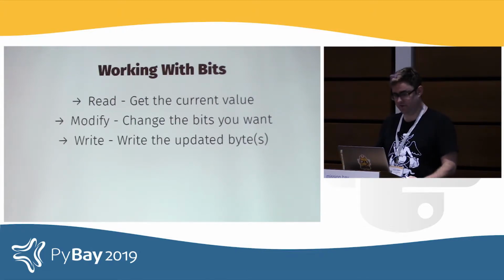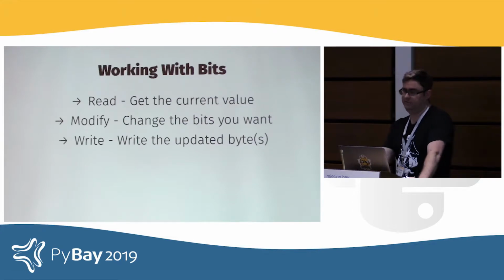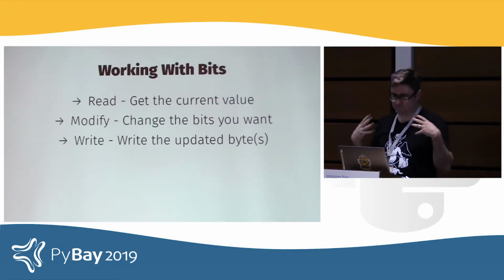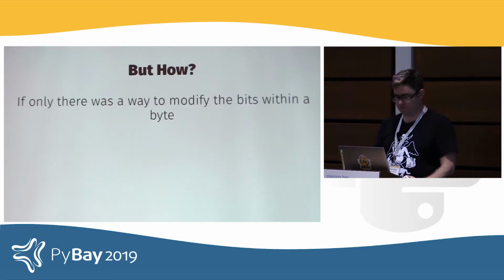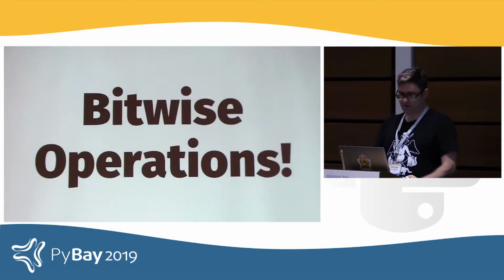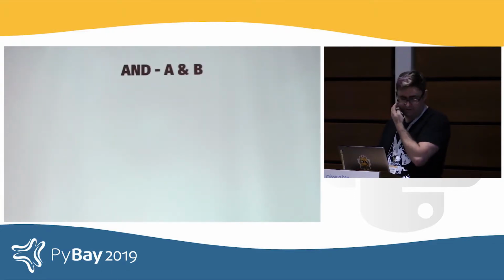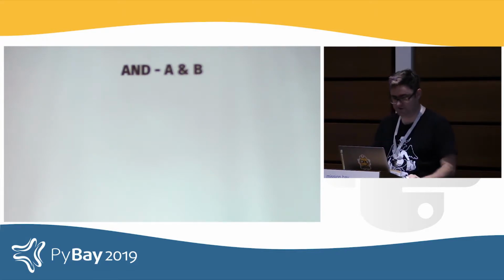So when you're working with single bits, you have to do things a little bit different. First, you have to read in the current value. Then you have to modify it, only changing the bits you want, and then write the updated bytes. But how? How can you only modify single bits? Bitwise operations. We'll go through them real quick. Hopefully this will be understandable.